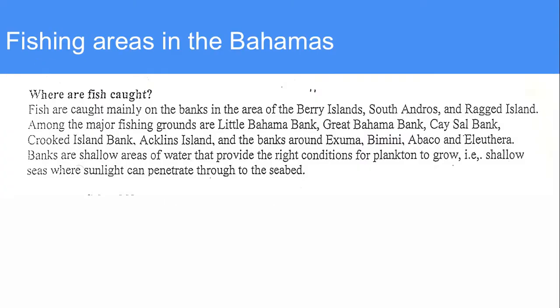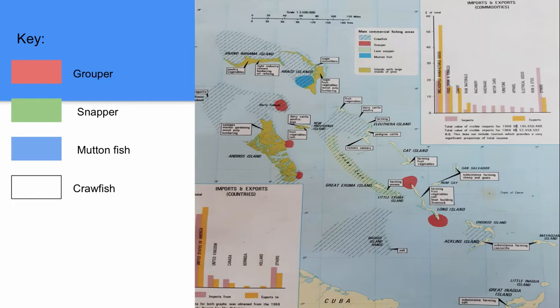Now, on the worksheets that I've given you, where are the fish caught? This is a repetition really of what was said there, with a list of different areas. Fish are mainly caught on the banks in the area of the Berry Islands, etc. I can let you read through that yourself, okay? Banks are these shallow areas that provide the right conditions for plankton to grow, okay? And so that is where the fish are going to feed, so that's where the fish are attracted to, so that's where you would fish in those areas.